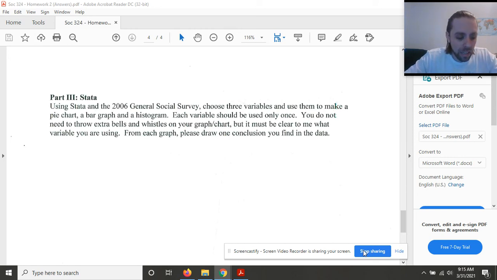And we are going to go into confidence intervals. We're going to learn about standard errors and confidence intervals on Thursday when we meet in class.